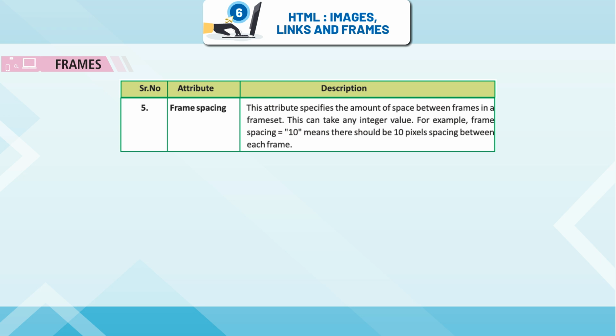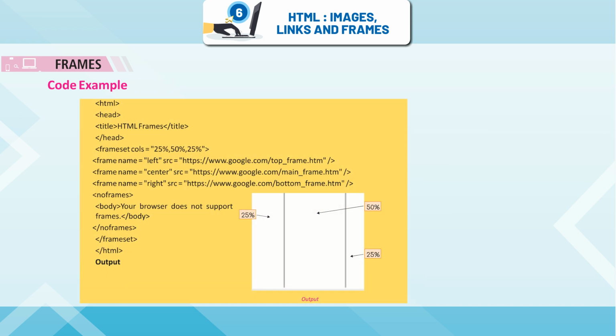5. Framespacing. This attribute specifies the amount of space between frames in a frame set. This can take any integer value. For example, framespacing equals 10 means there should be 10 pixels spacing between each frame. Code example.